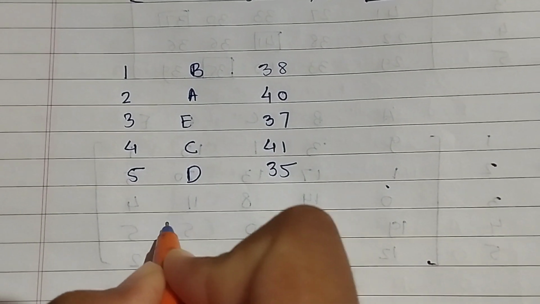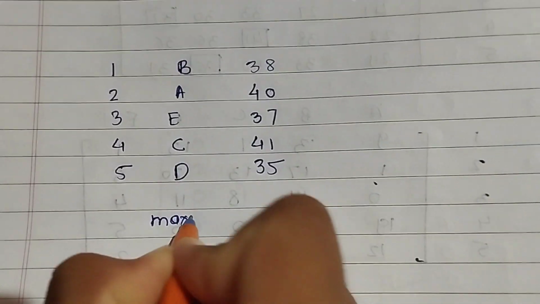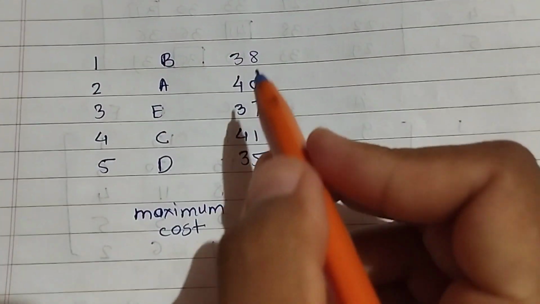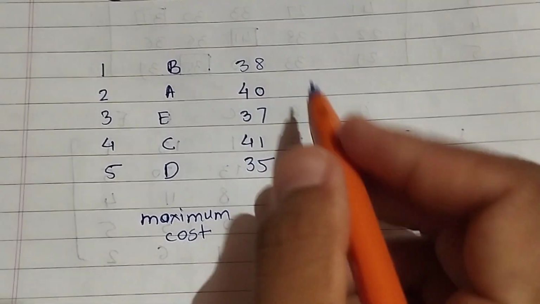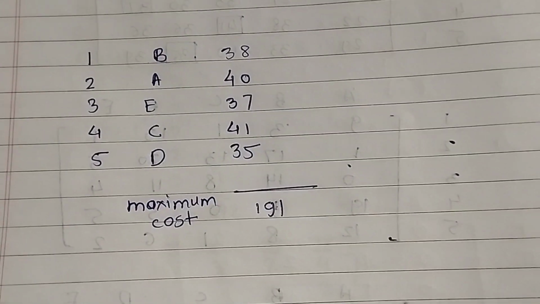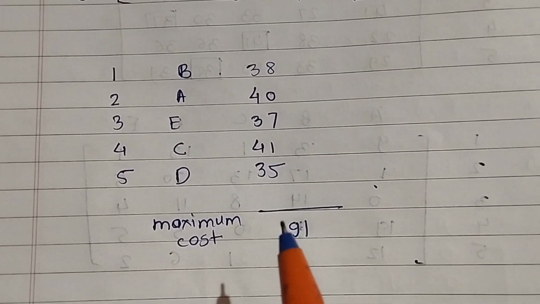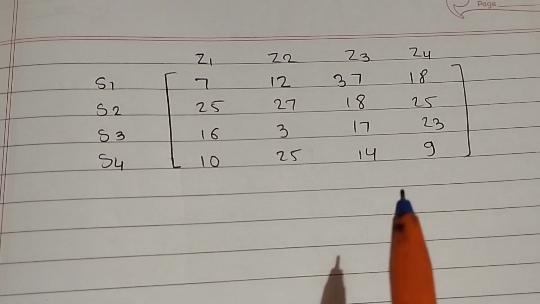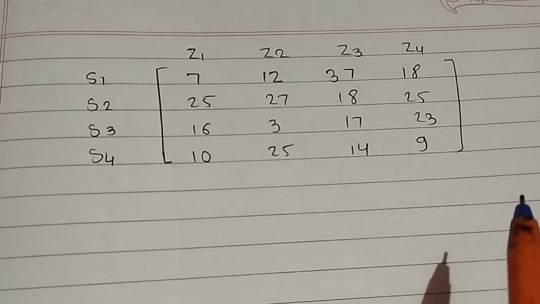So the maximum cost is the summation of all the values, which is 191. So in this way we find out the maximum cost also. We see one more example of a maximization assignment problem.